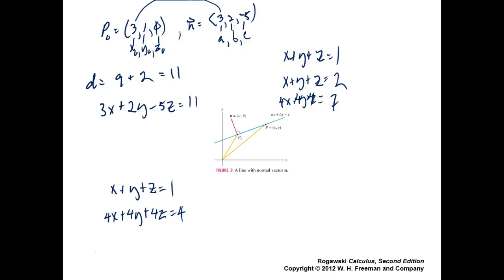In general, a family of parallel planes is obtained by choosing a normal vector n = (a, b, c) and varying the constant d. The unique plane in this family through the origin would be ax plus by plus cz is equal to 0.